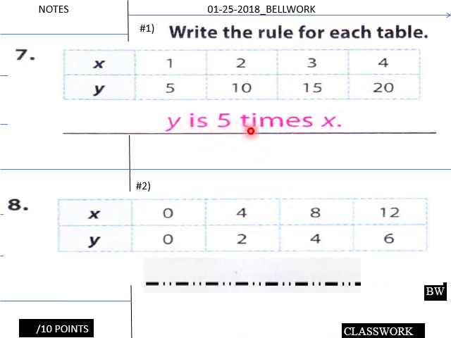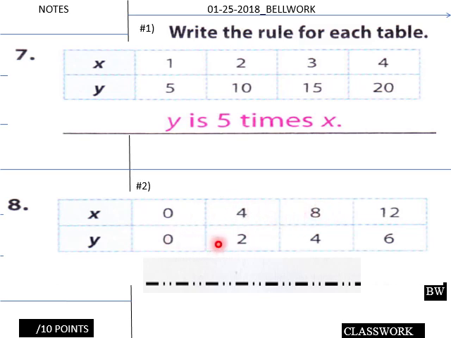So Y would be 5 times X. So we have 5 times 1, 5 times 2, 5 times 3, 5 times 4. So Y equals 5 times X. And then down here, 0, 4, 8, and 12, we add 4 each time to our X.